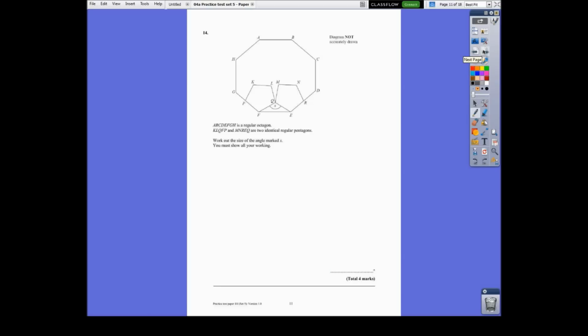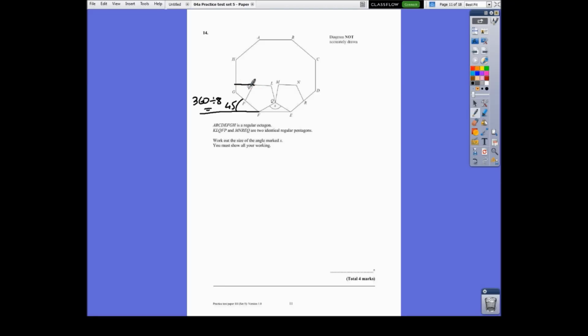Question 14. Work out the angle marked X in this regular octagon and pentagons put together. Well, I always like to find the external angles to help me find the internal angles because it's much easier. So if I find this external angle here, I do 360 divided by 8 because external angles always add up to 360, which will give me 45 for this angle.